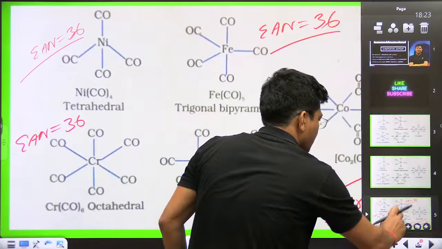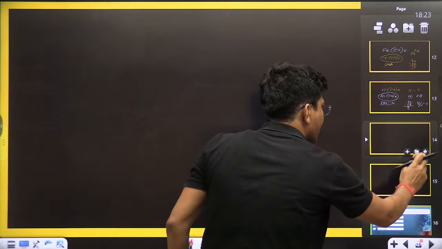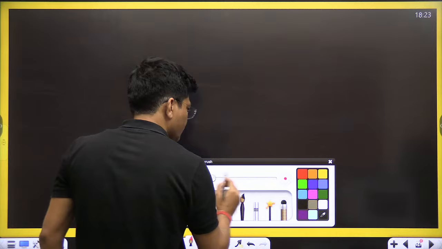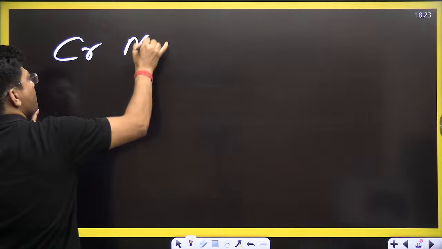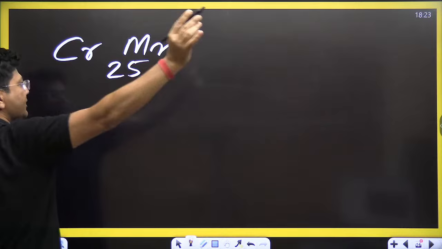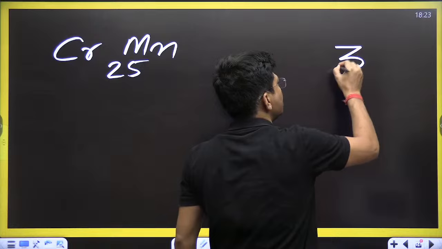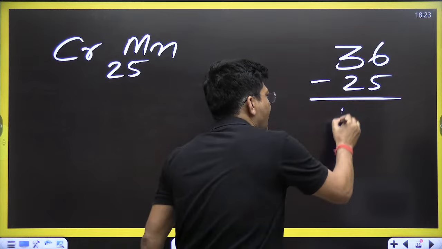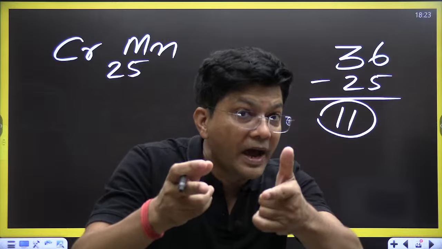Now, see to it, kids. Let me show you the magic. It's magic. See, science teacher, very crazy. Manganese is having atomic number 25. Now, if I subtract 36 minus 25, how much is it coming, kids? It is coming 11. Whatever number of CO you are going to provide, it will never become stable.